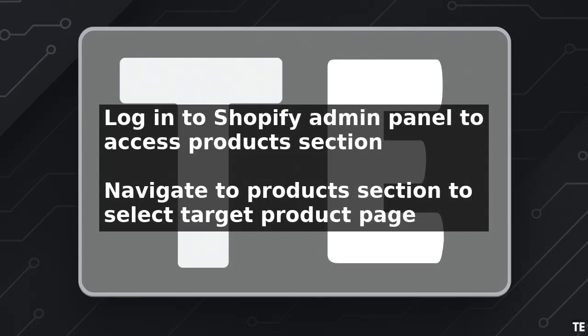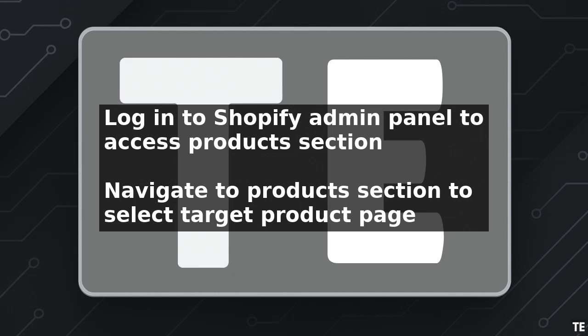Adding tags to Shopify product pages is a simple and effective way to improve your store's search functionality and product organization. In this tutorial, we will walk you through the process of adding tags to your Shopify product pages quickly and easily. First, you need to log in to your Shopify admin panel and navigate to the Products section.